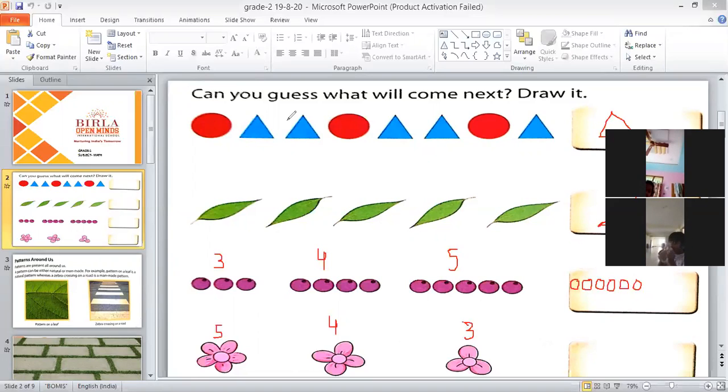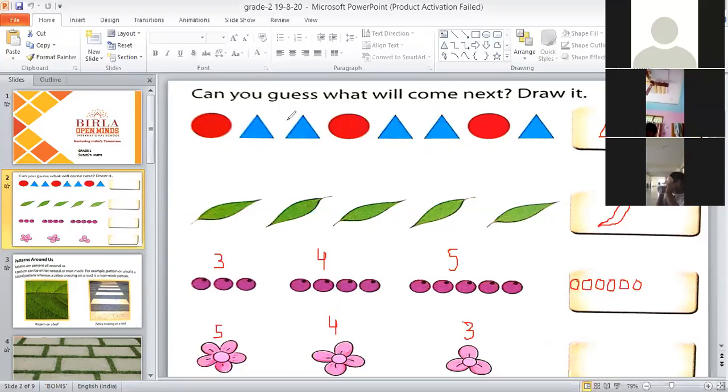Palvika, you tell me this time how many petals? 2. Yeah, that's correct. Very good. So see here children, this time how many petals will we draw? We'll draw here 2 petals. So draw in your book. I'm also drawing here 1 and 2. Okay. Draw this fast.